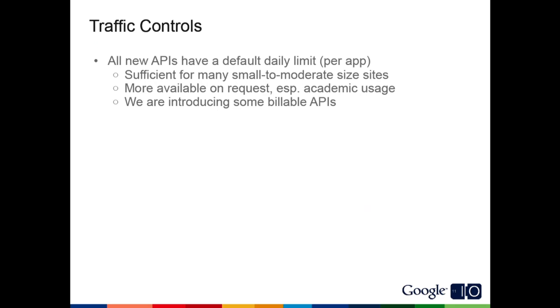So with all these new APIs then, we have a default daily limit set up per day, per application. The limits are fairly large. They are sufficient for many small to moderate sized sites. For the case of Buzz and URL shortener, it's 1 million queries a day, which should be enough for a lot of sites. That said, more is available on request.